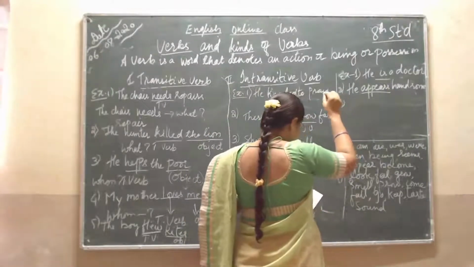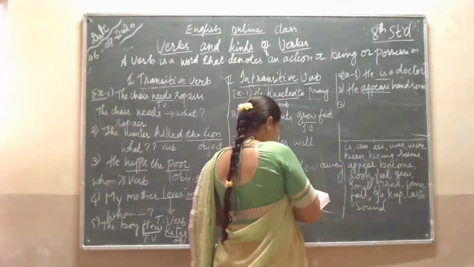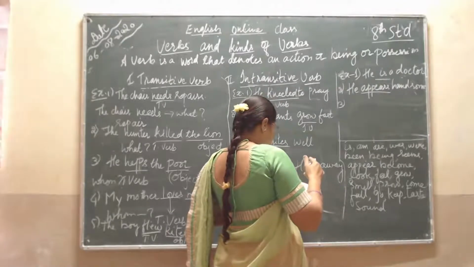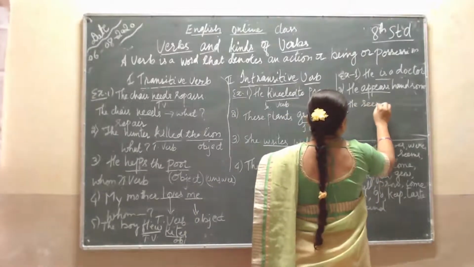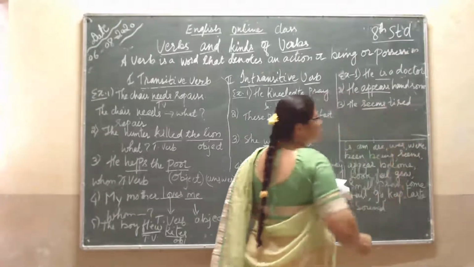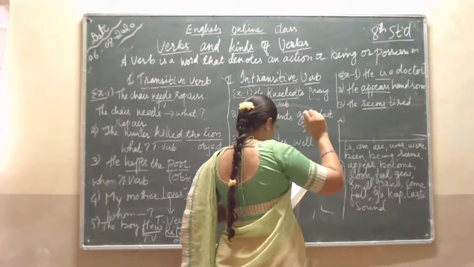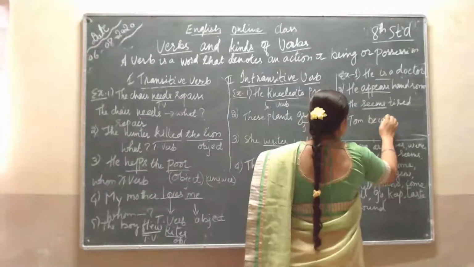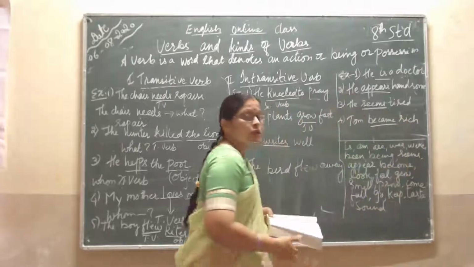So the next example is: he seems tired. He seems tired. The "seems" is also a link verb. John became rich. So this "became" is also a link verb.